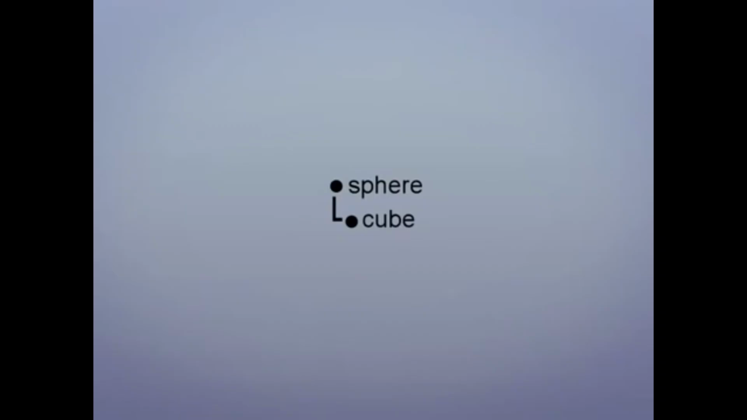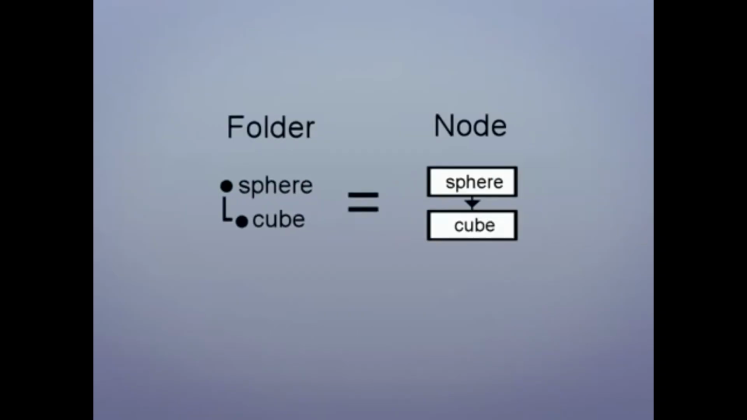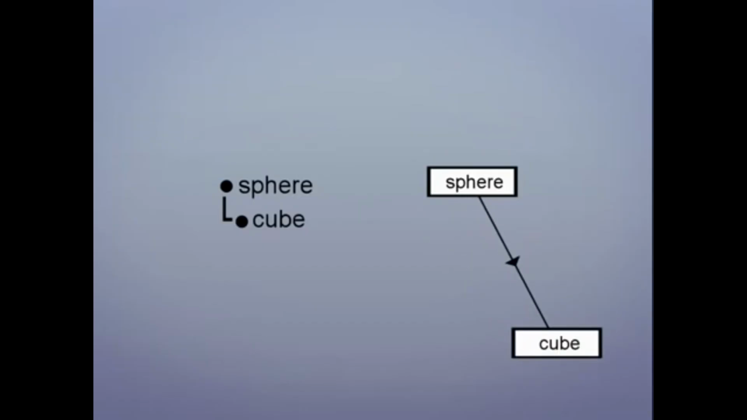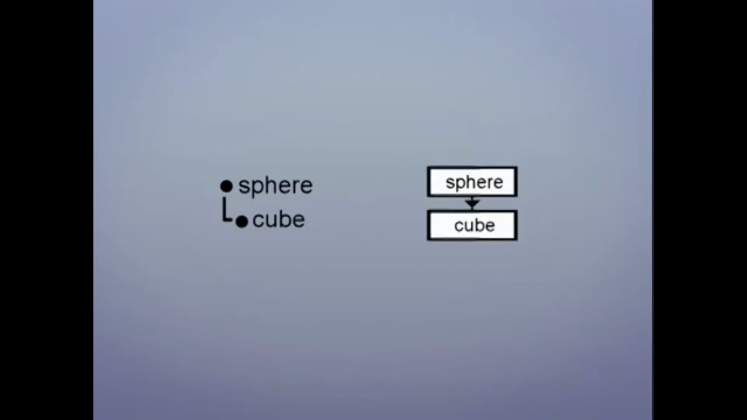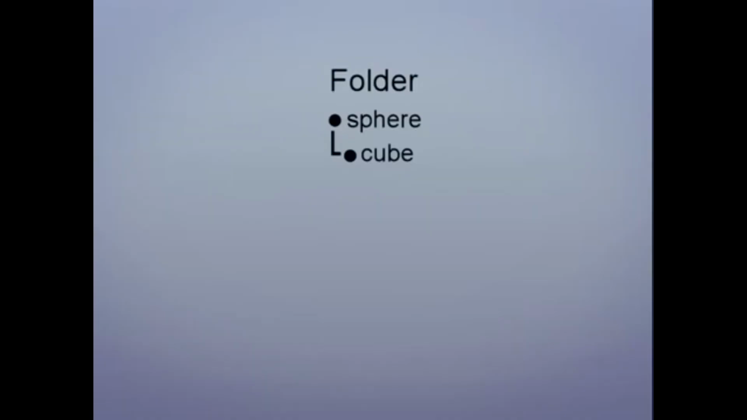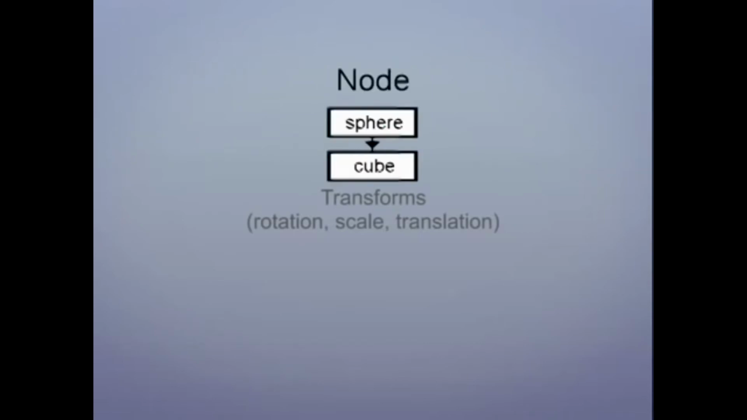Some programs also display this relationship as a node network, but it's exactly the same. It's just displayed differently. The arrow points from the parent to the child. Folder networks are usually used for hierarchies that inherit transforms, that is, the rotation, scale, and translation. Node networks also allow objects to inherit other attributes, like constraints, equations, and even color information.